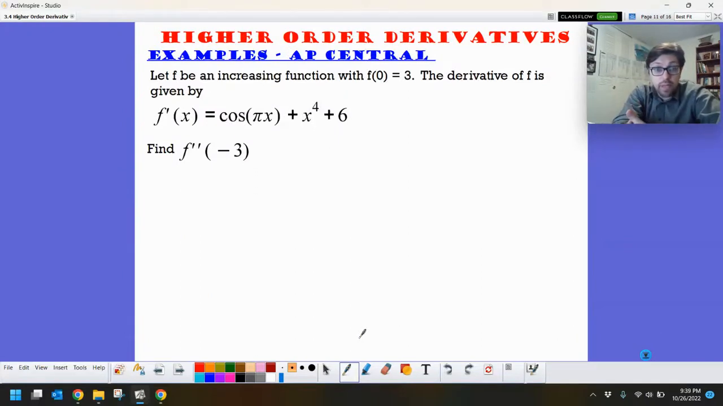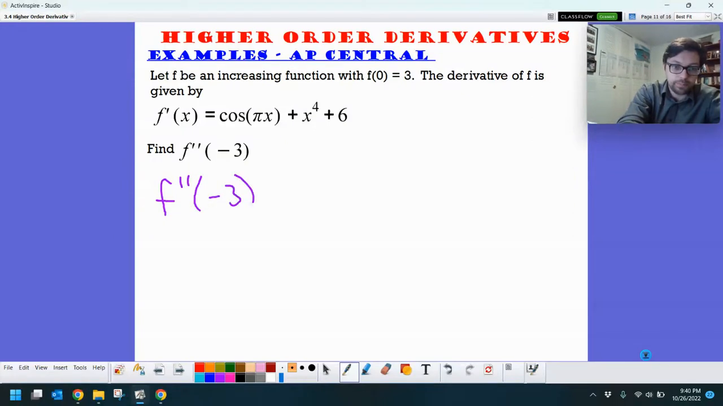So in this example, I want to figure out what the second derivative of f of x is, and we know what the first derivative of f is. So all I need to do to find the second derivative is just find the derivative of this. If I was given the original function, I would find the derivative twice. So the derivative of this is going to be f double prime of -3, and the derivative of cosine is negative sine of pi times -3.